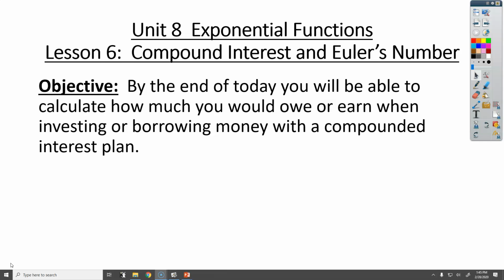By the end of the day, you'll be able to calculate how much you would owe or earn when investing or borrowing money with compound interest. Okay, so you probably don't know what compound interest is right now. I'm going to share with you what that is, and then you'll see the math that we do to do that. So let's go ahead and begin our lección.